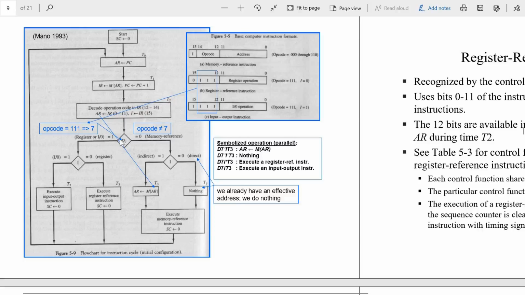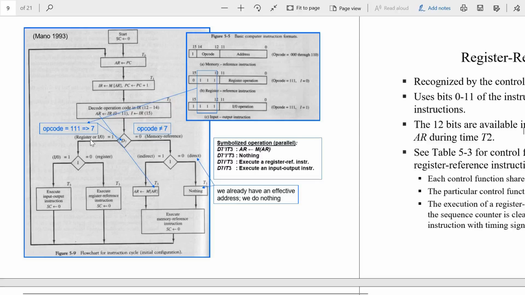So if D7 equals 1, it is either a register reference or an IO reference. If D7 is 0, any binary value from 000 to 110 contains at least one 0, so directly you can say that it is a memory reference instruction. If the opcode is not equal to 7, that indicates a 0 is present, and this is the memory reference.